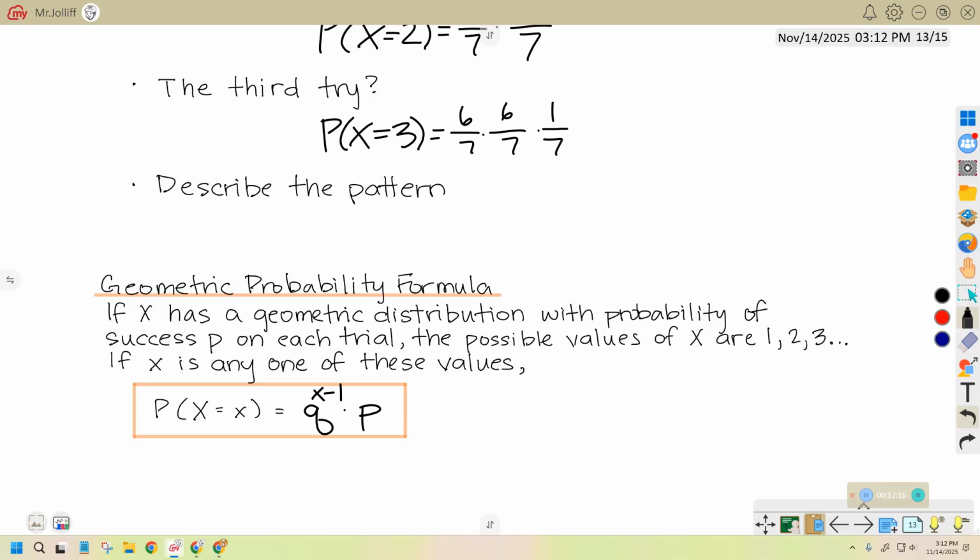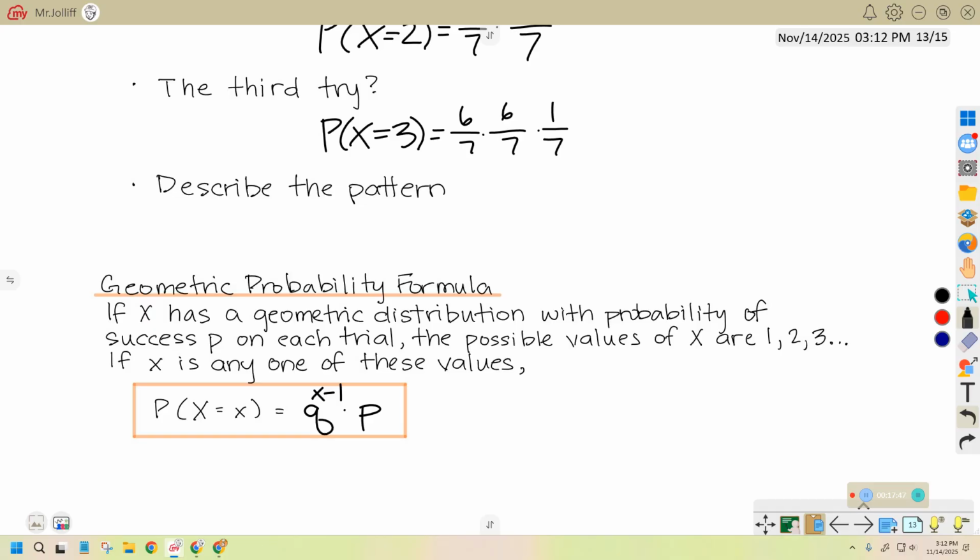That's the number of trials that I got a failure, times the last trial, which is a success. This is just a big long string of multiplication rules. First trial is a loss, and second trial is a loss, and third trial is a loss, and last trial is a success. Big long string of multiplying. Much less scary than binomial, which had factorials and combinatorics in it. So this one is less scary conceptually.